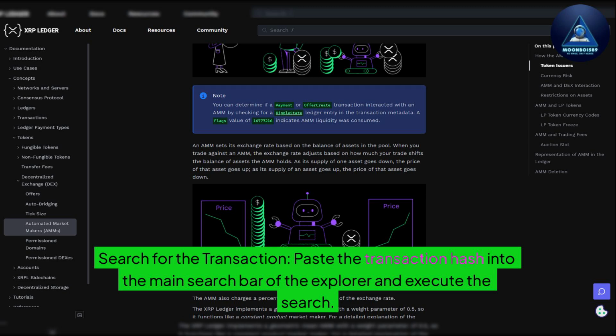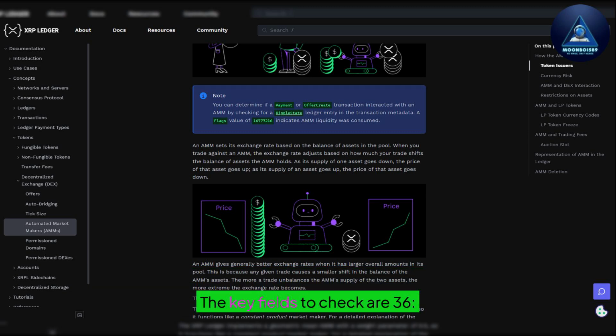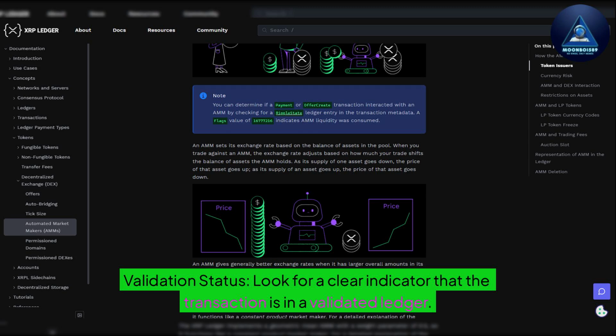Interpret the results. The Explorer will display the full details of the transaction. The key fields to check are: Validation status. Look for a clear indicator that the transaction is in a validated ledger. A transaction is only final and immutable once it has been included in a validated ledger by the consensus process.